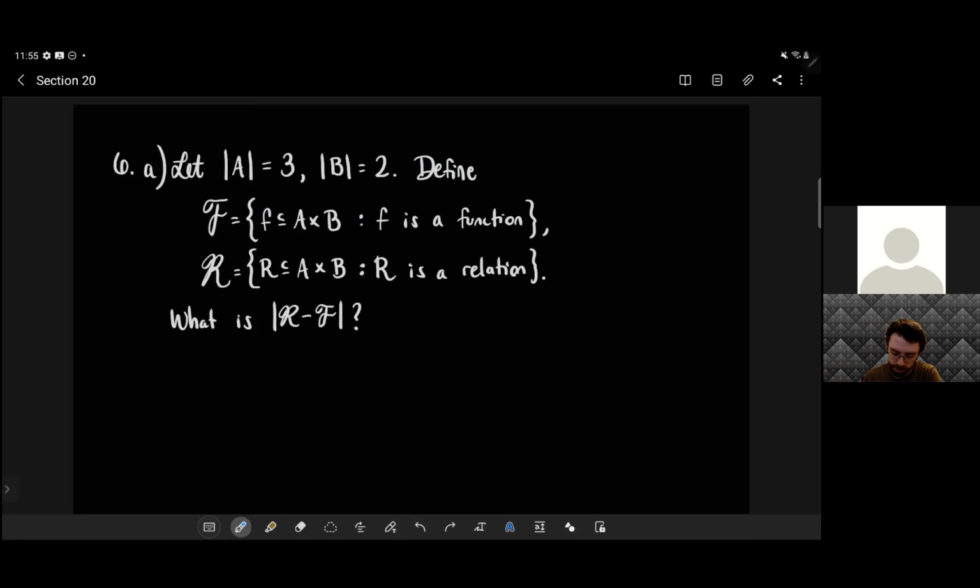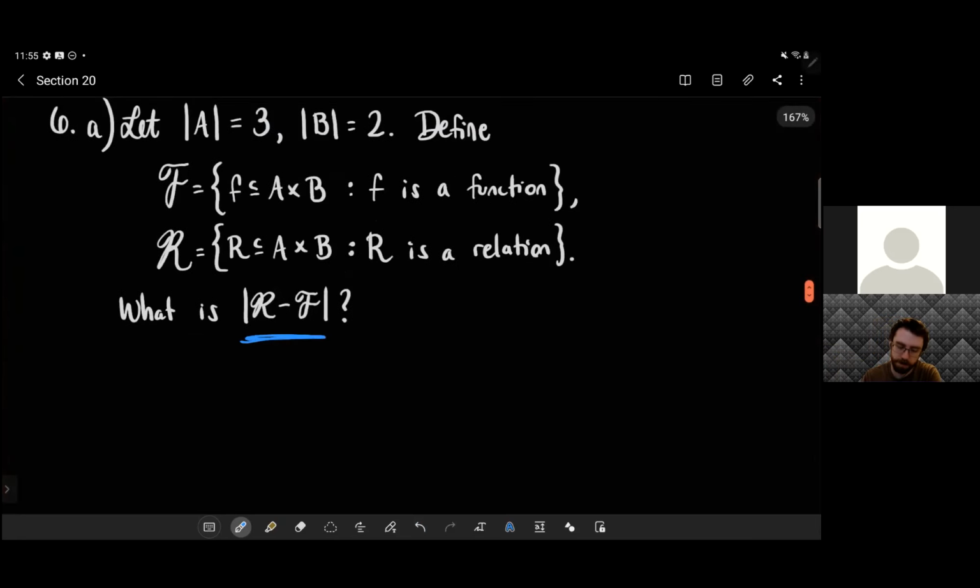And my question is, what's the cardinality of this set, which is taking all the relations and subtracting those that are functions? First of all, convince yourself that that's actually well defined. It is. And what do we get?